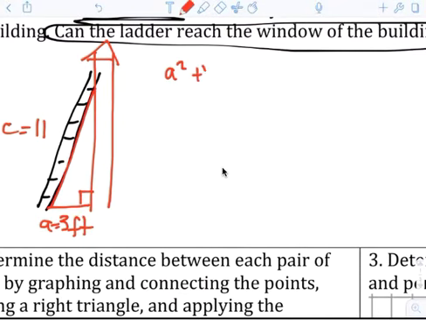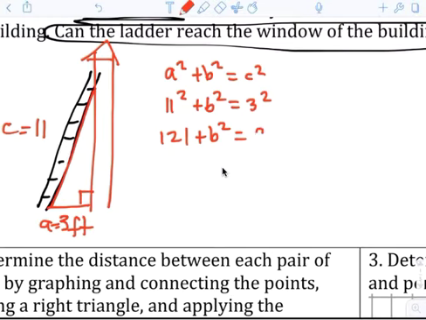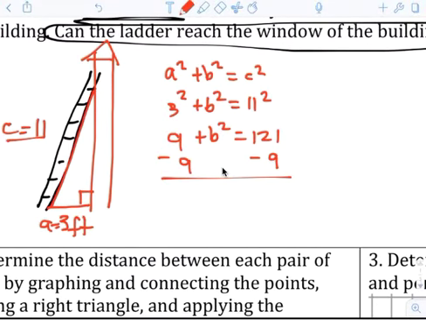A squared plus B squared equals C squared. 11 squared plus B squared, building squared, equals 3 squared. 121 plus the building squared equals 9. Uh-oh. I was saying this is C. Don't know what I'm doing. What was I thinking is the question. I was not thinking. But notice, I notice it when it's wrong. You guys need to start doing the same. Or it's just early in the morning.